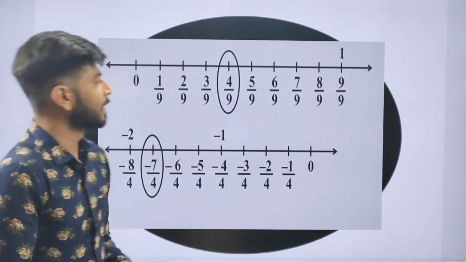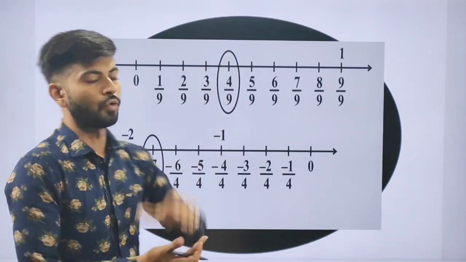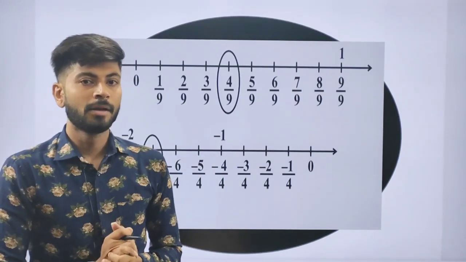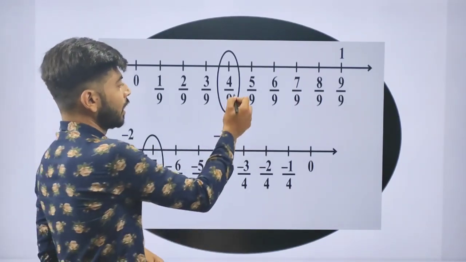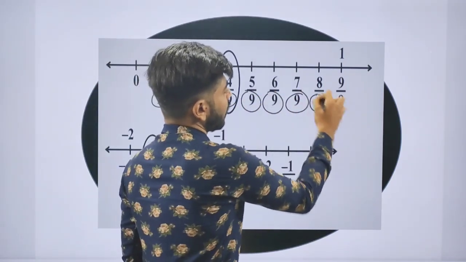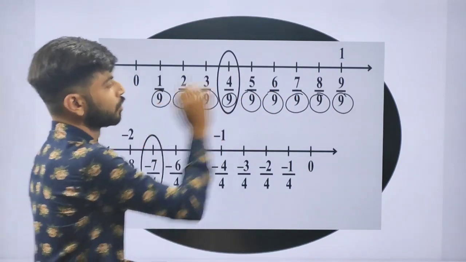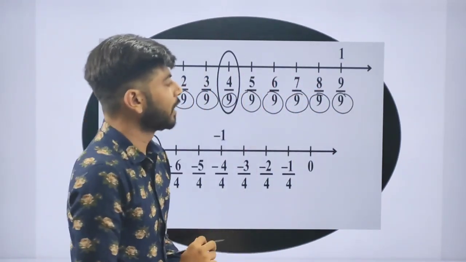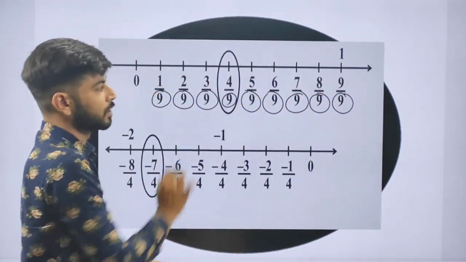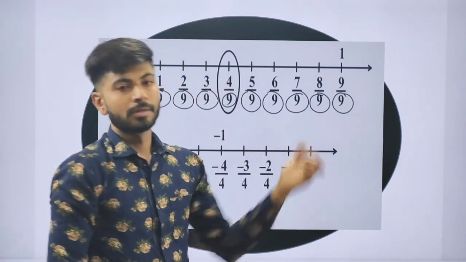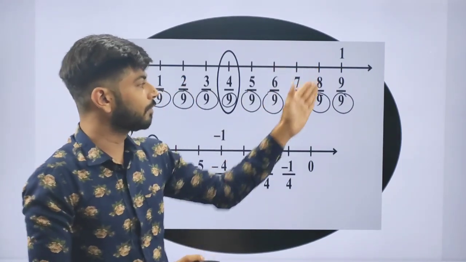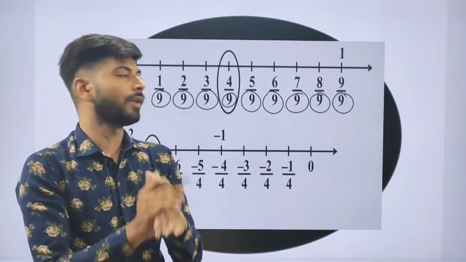You can see the number line is given. We want to show 4 upon 9 on the number line. So how will we show 4 upon 9 on the number line? We will put the denominator 9 as it is in all the numbers, and we will change the numerators from 0 up to what we require. We will do the same thing. So first of all we take 0 to 1 because 4 upon 9 is between 0 and 1. If the rational number is greater than 1, then we will take up to 2.